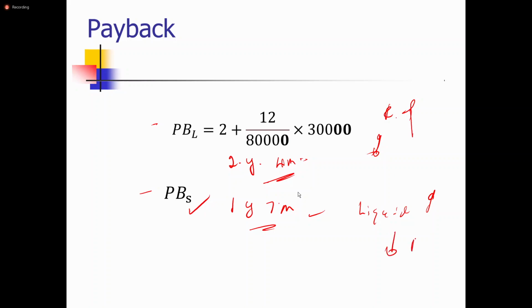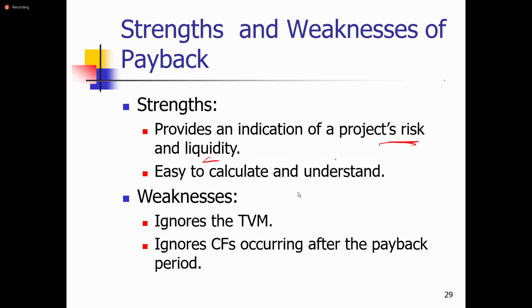This project risk is low compared to the L. So therefore, this payback period is an indication of the project's liquidity as well as the project's risk. So simply you can get it as a strength of this payback period: easy to calculate and understand. This is very simple. Even a layman can understand what the payback is. No need to have finance knowledge.